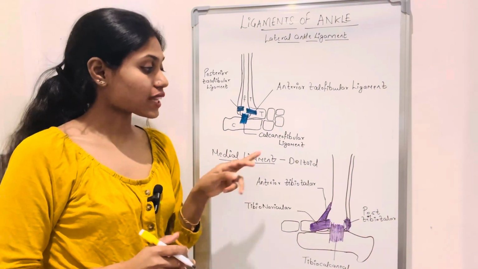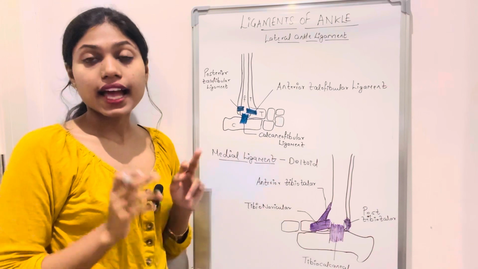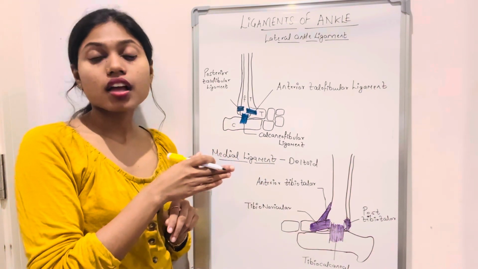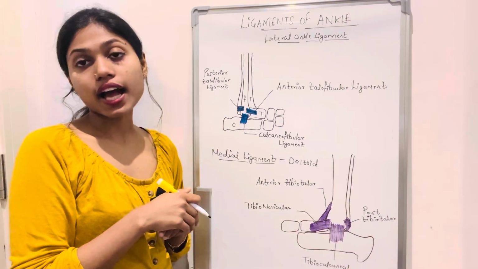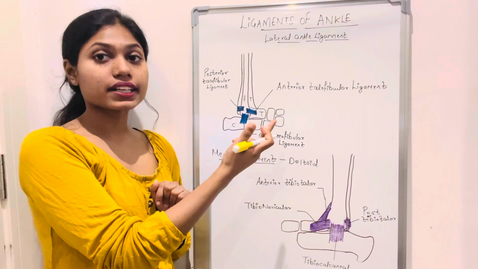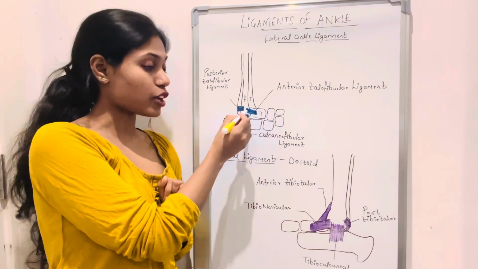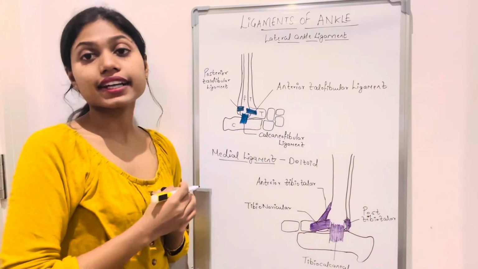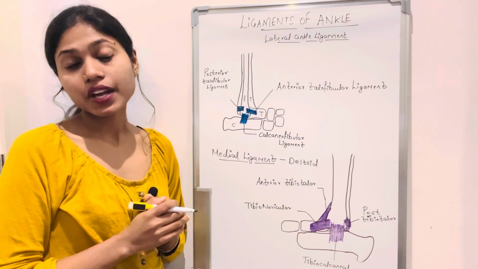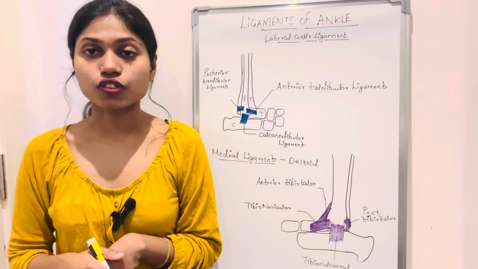Third one, your calcaneofibular ligament. As the name suggests, again the connection is between your fibula, that is the lateral malleolus of your fibula, and your calcaneum. It has a proximal attachment to the tip of your lateral malleolus, comes down and attaches onto the lateral surface of your calcaneum. Let's look at the functions of these ligaments first.